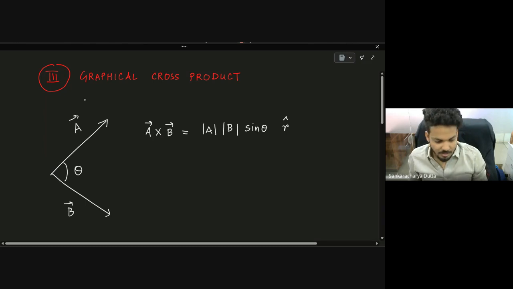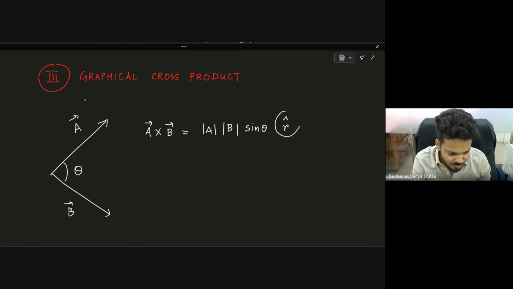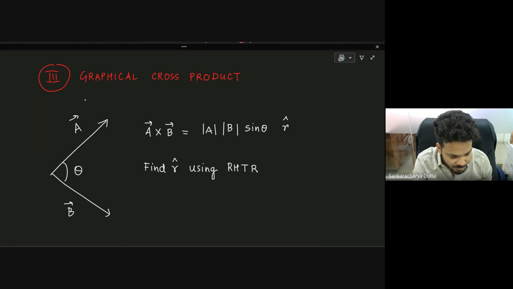So for this, write down the next heading: finding R cap using right hand thumb rule. Right hand thumb rule. Let me write this down.